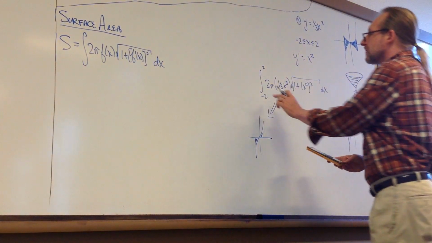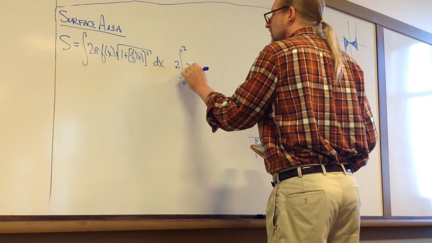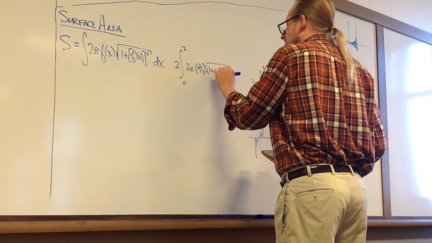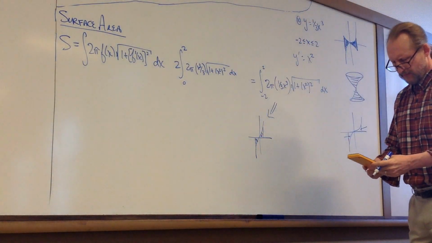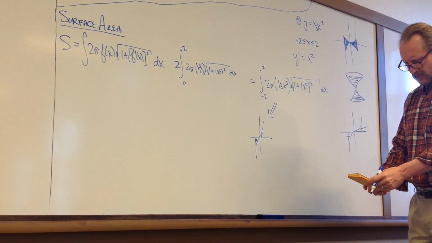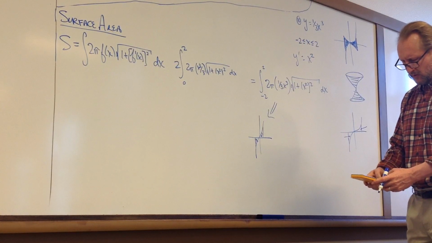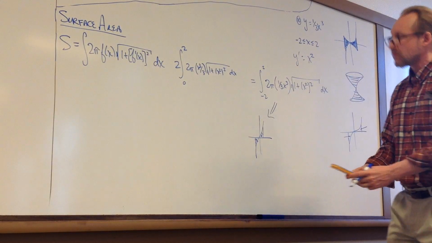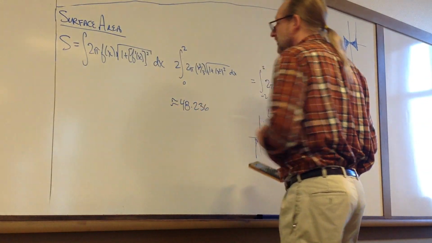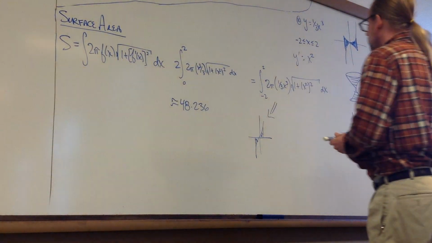This time I'm going to integrate from 0 to 2, and I'm going to double that. So 2 pi, it's the same thing, x cubed over 3, 1 plus x squared all squared dx. So let's see what we get for that. 0 to 2, that comes out as 24.118. If we double that, we get approximately 48.236. Okay, so that's what we're working on for the surface area.